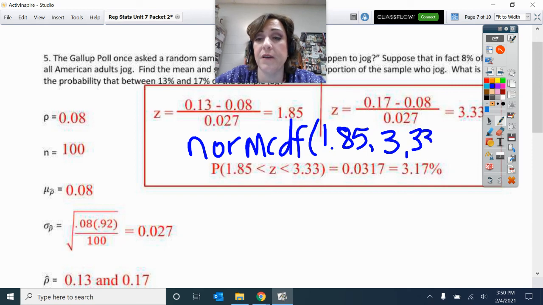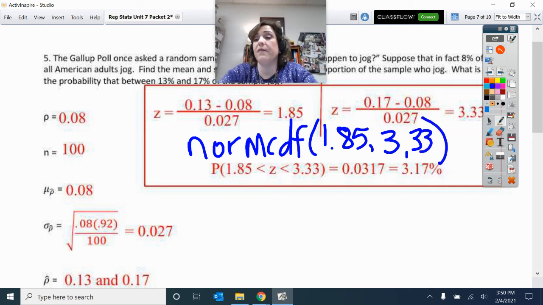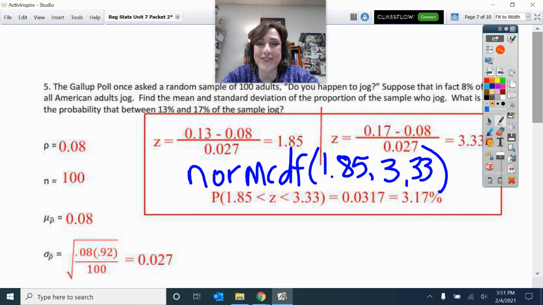So that's how we get 3.17% of the samples would have between 13 and 17% jogging. All right, that's the first 5 questions.